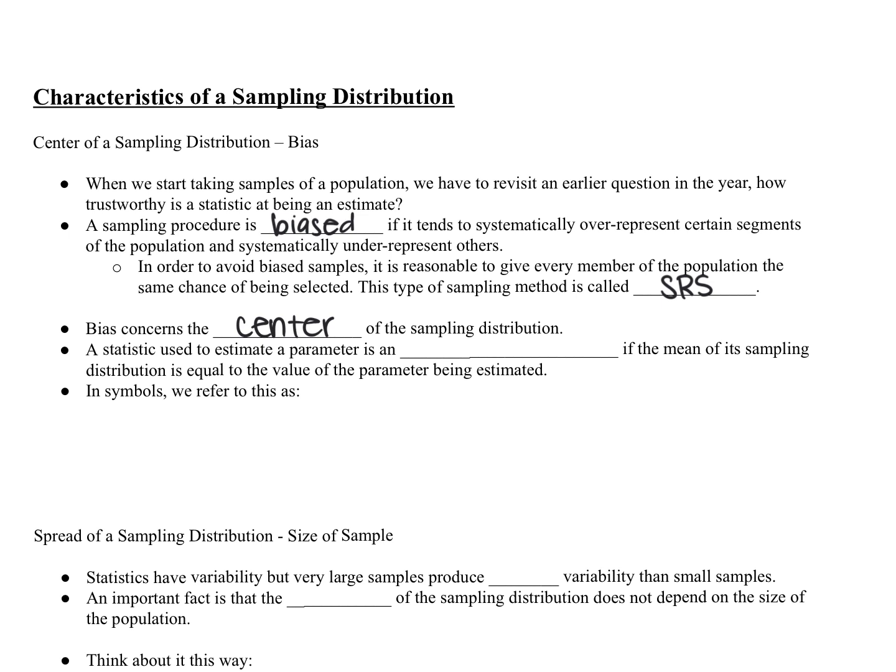A statistic used to estimate a parameter is an unbiased estimator if the mean of its sampling distribution is equal to the value of the parameter being estimated. What that means is the mean of our sampling distribution of p-hat has to equal our population p, which we can assume if we've taken an SRS.